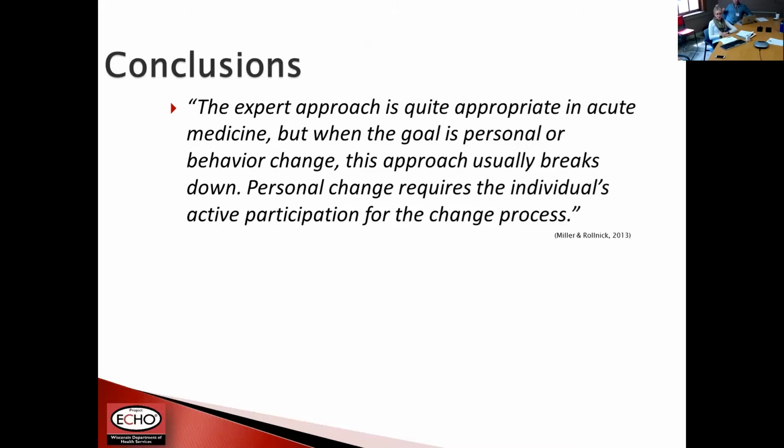So wrapping up with this quote, the expert approach is quite appropriate in acute medicine, but when the goal is personal or behavior change, this approach usually breaks down. Personal change requires the individual's active participation for the change process.